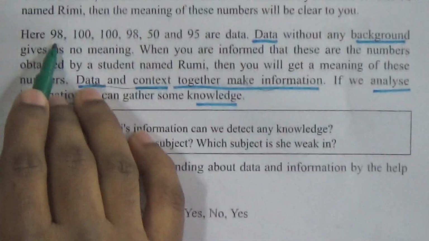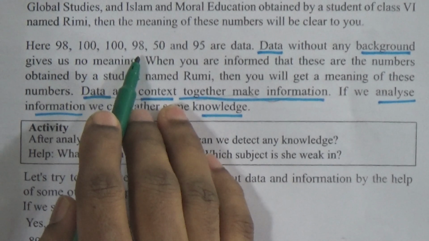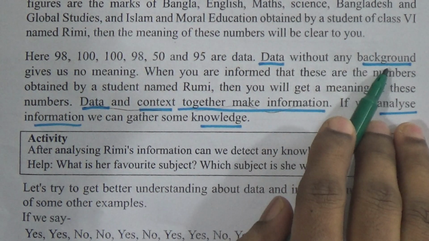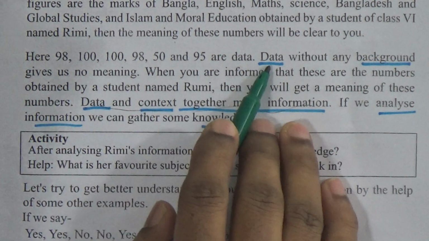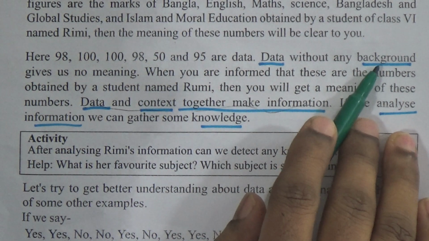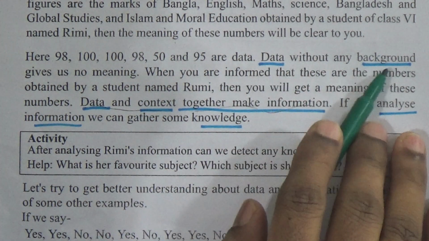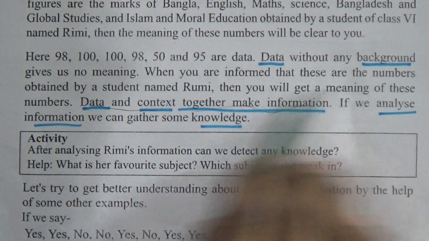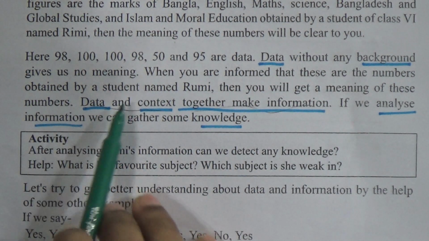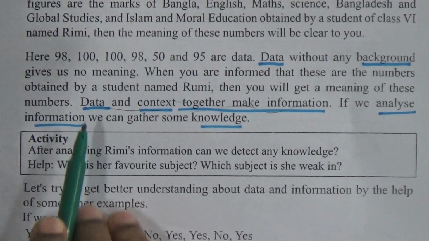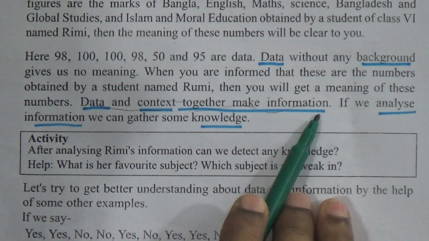Okay, my dear students? So, here 98, 100, 98, 50 and 95 are data. Data without any background gives us no meaning. Only data gives us no meaning. If we don't show any background, any context, any event, it will not give us any meaning. So when you were informed that these are the numbers obtained by a student named Rimi, then you will get the meaning of these numbers. Data and context together make information.